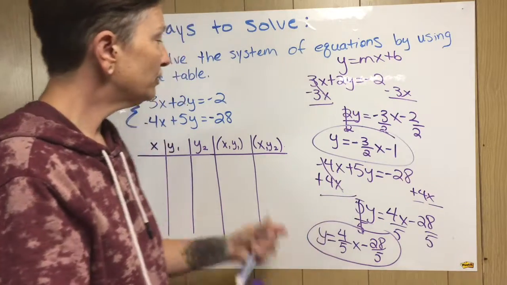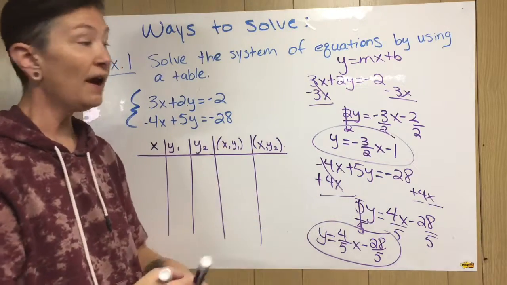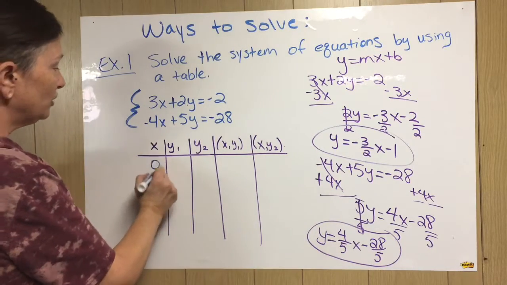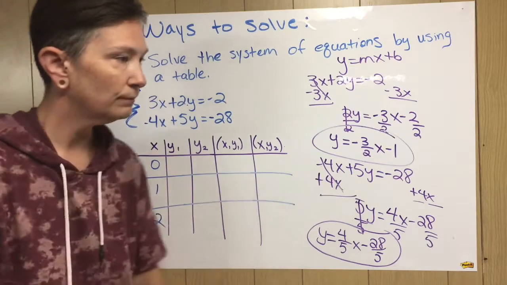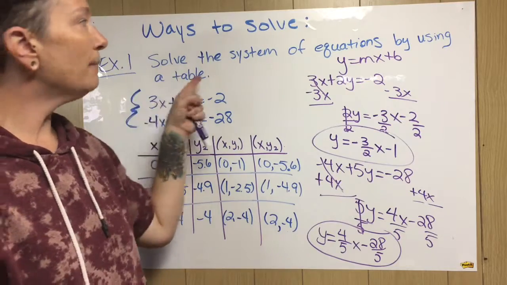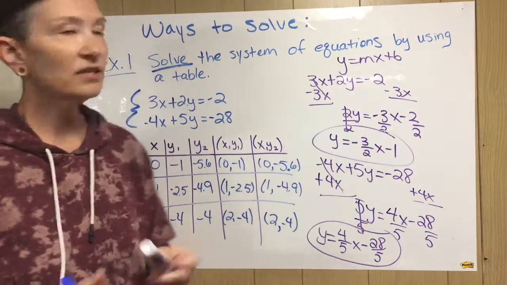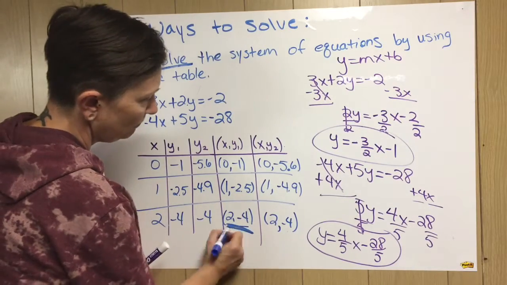So now what we're going to do is complete our table. We want to choose our values for x. I'm just going to simply choose 0, 1, and 2.